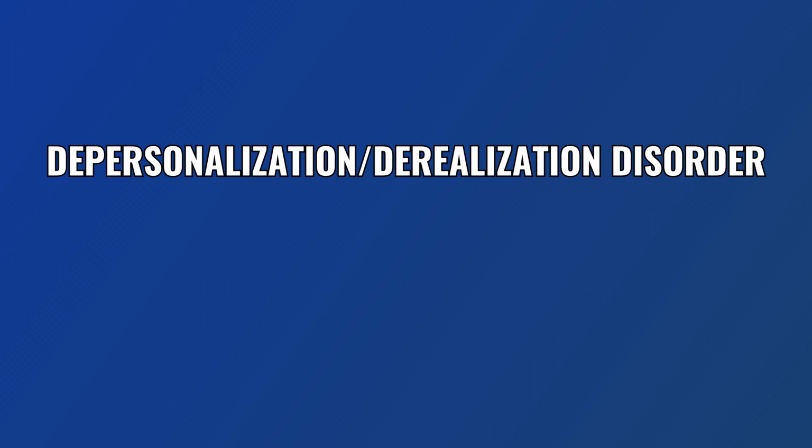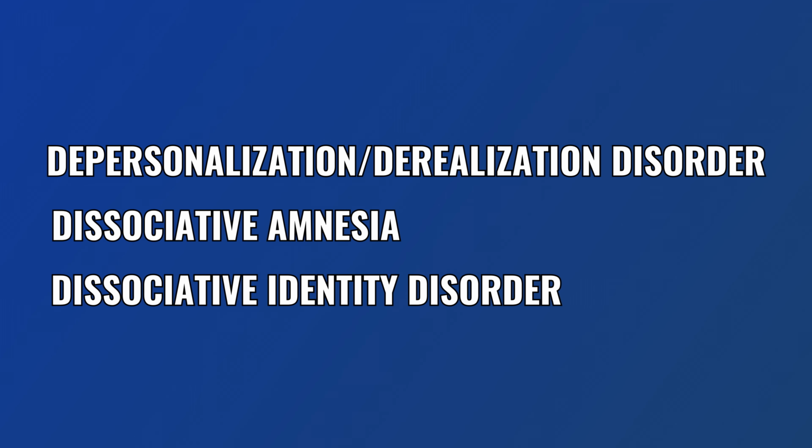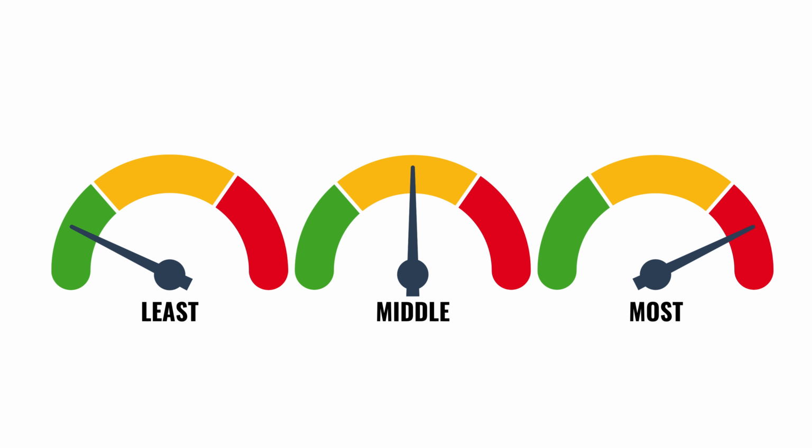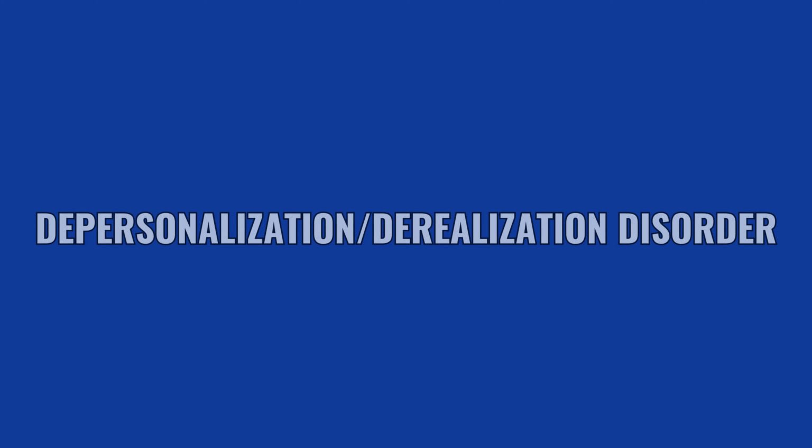Types of dissociative disorders. Dissociative disorders are categorized into three main types: Depersonalization/Derealization Disorder, Dissociative Amnesia, and Dissociative Identity Disorder. These disorders fall along a spectrum of severity, with depersonalization/derealization being the least severe, dissociative amnesia in the middle, and dissociative identity disorder being the most severe.